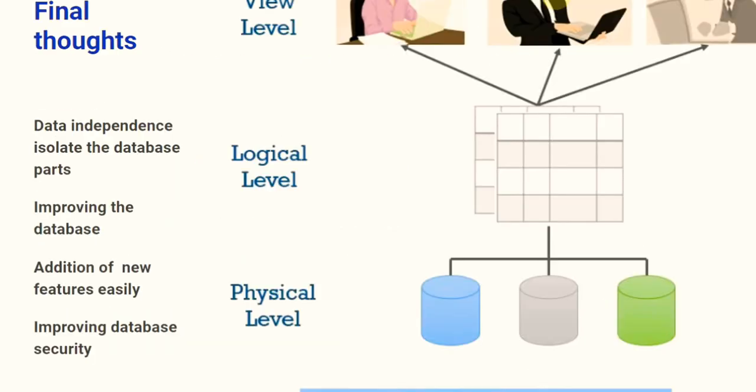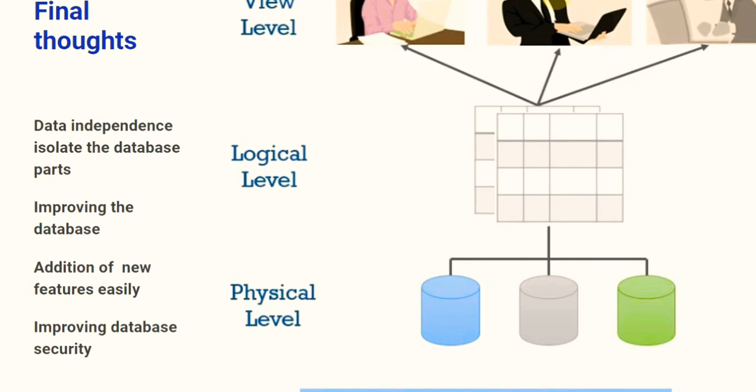Final thoughts. With the help of data independence, the database is isolated, so we can easily update our database and add new features, because the data present in the database will not be affected, and the user will see the same data. It improves the database, allows easy addition of new features, and improves database security, since changes occur in the database every day. So that's all about data independence.